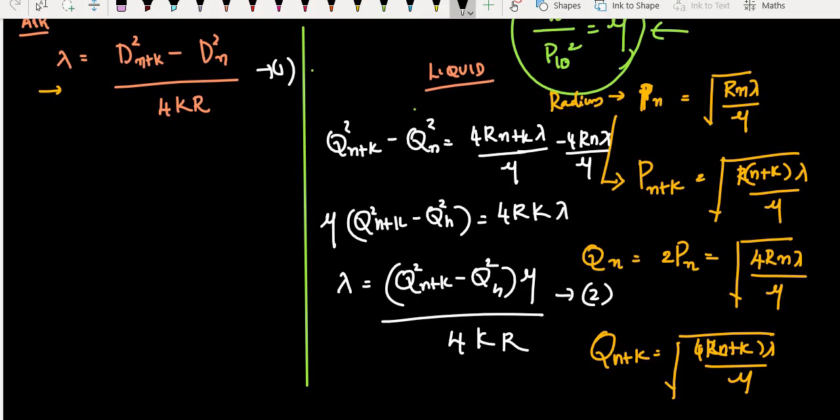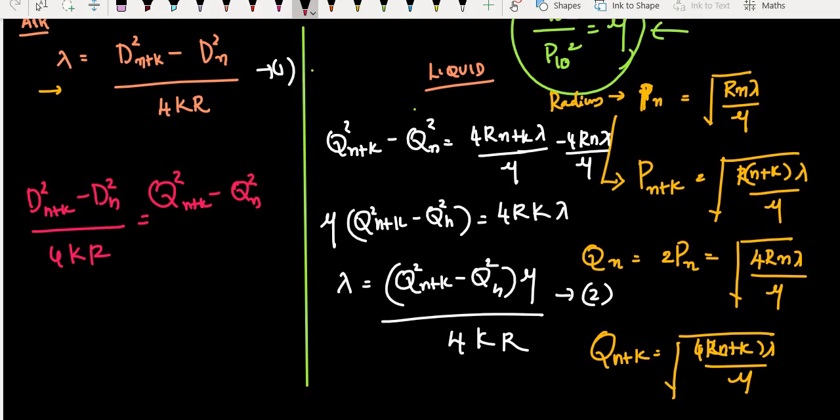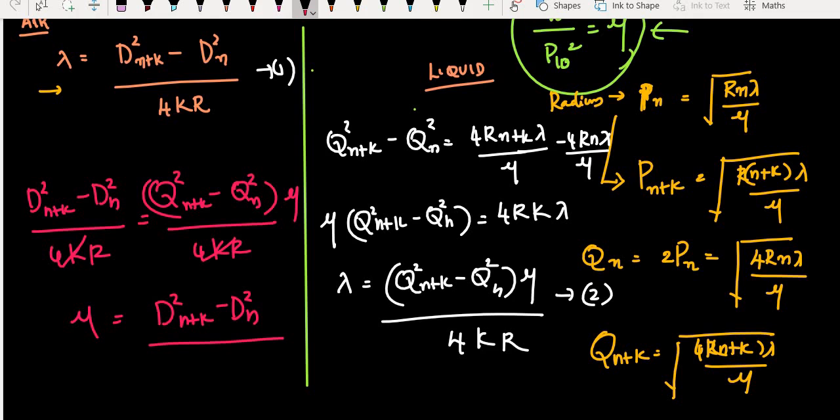This is my equation number 1 and this is my equation number 2. Both are equal to some wavelength lambda. So I am going to equate equation number 1 and 2. While equating, I get d square n plus k minus d square n divided by 4kR is equal to Q square n plus k minus Q square n divided by 4kR into mu. So this cancels. Therefore, mu is equal to d square n plus k minus d square n divided by Q square n plus k minus Q square n.